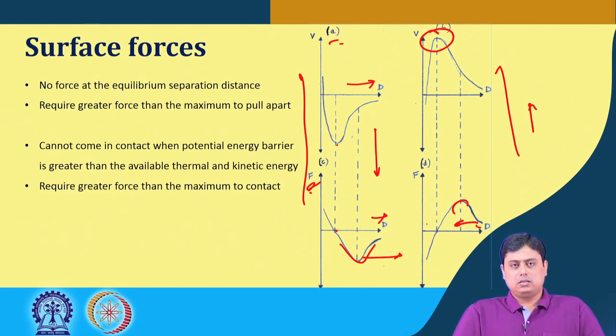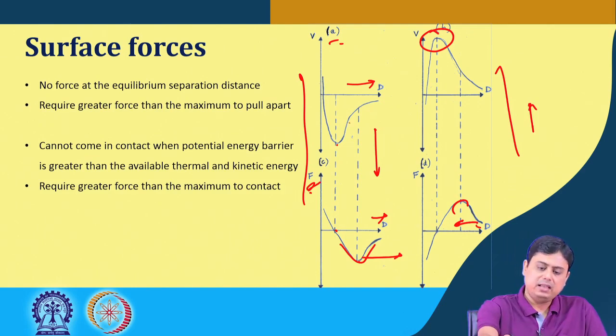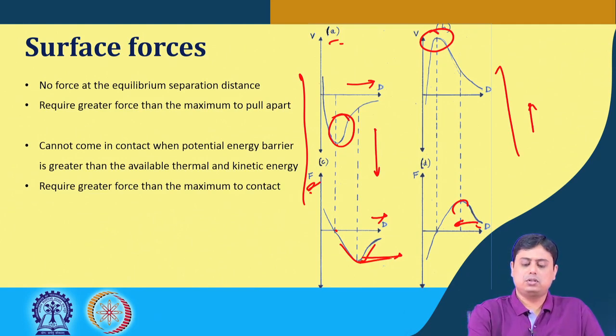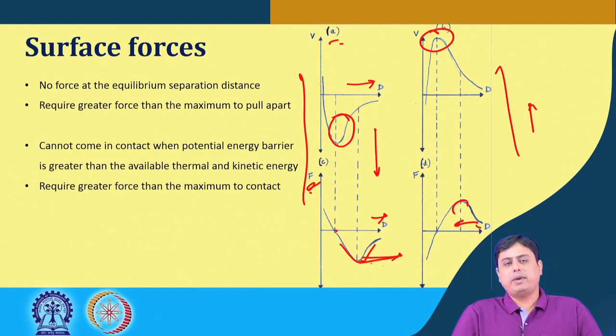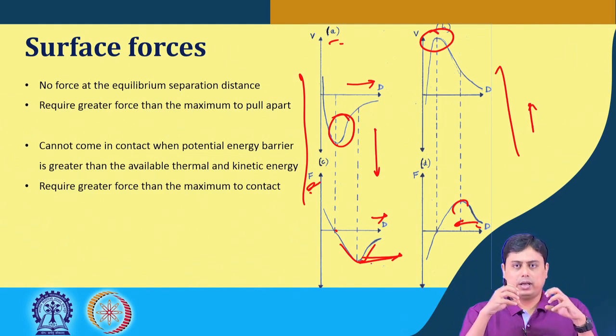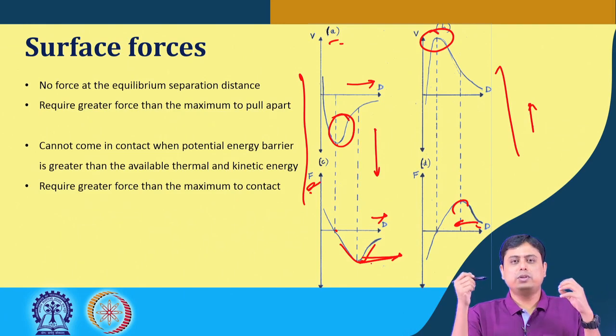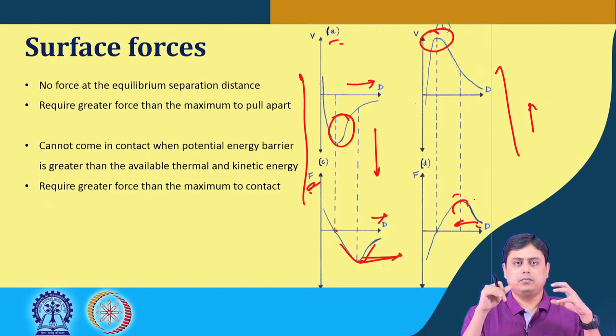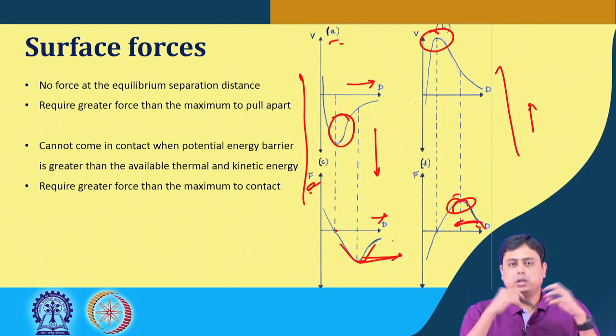So, when the particles are attractive in nature, they stay in this minimum energy well. If we try to separate them, we require a higher force than the maximum one to pull them apart. When the particle interactions are repulsive in nature and we try to bring them in contact, then what happens? We need to overcome a certain potential barrier, or we require a greater force than the maximum to keep them in contact.